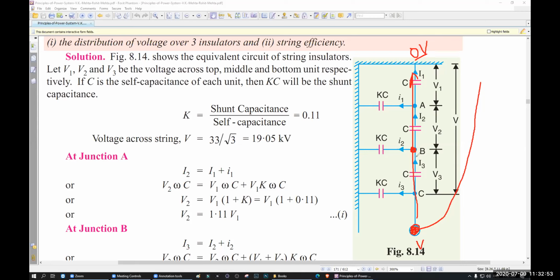Where, sir? Here, at this point. Less than V. So what is the voltage here? Here the voltage is V, right? Because this is a metal. V. So there is a voltage difference here, right? Yes. So there will be a capacitance formed. A current will come up. How much current? Let's say equal to I2.